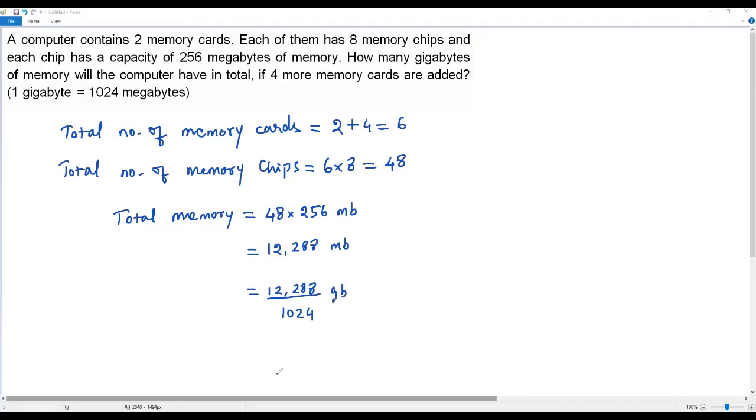So when I divide 12,288 by 1024, I am getting 12. So the total memory we have in the computer after 4 more memory cards are added is 12 gigabytes.